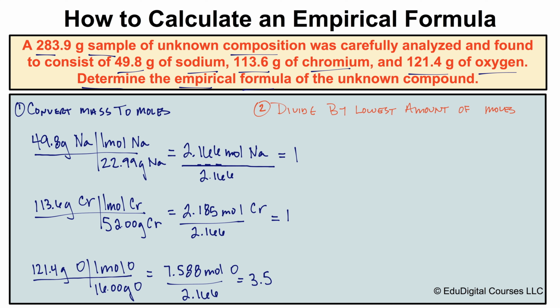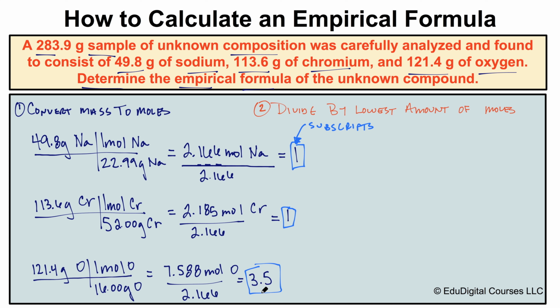So, what are these values that we get right here? Well, these are going to be the subscripts of the individual elements that make up this compound. However, we see an issue here. We can't have a subscript that has a decimal in it. So how do we get rid of this decimal? No, we can't just round this up to 4.